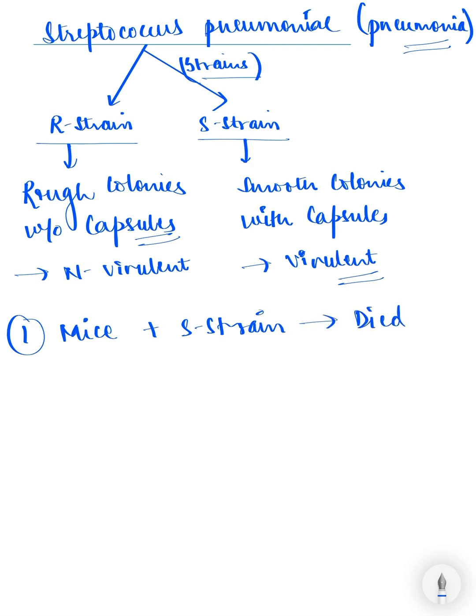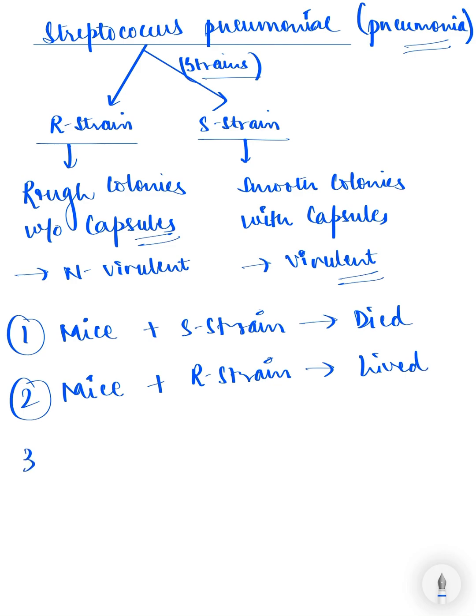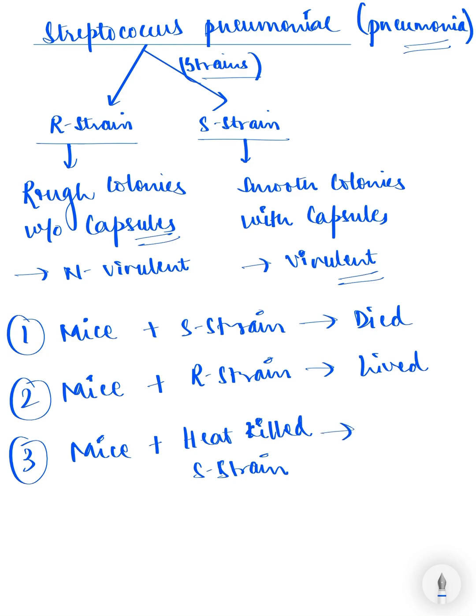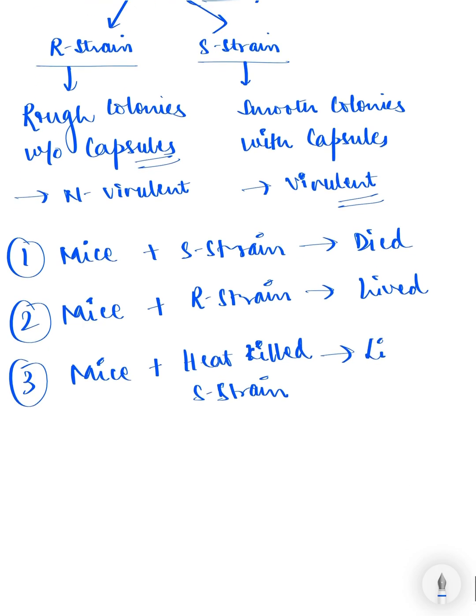The mouse died. The second observation was, he took a mouse, injected the R strain bacteria into the mouse, and the mouse lived. The third observation is, he took the mouse again, he injected the heat killed S strain into the mouse, and what happened here? The mouse lived.